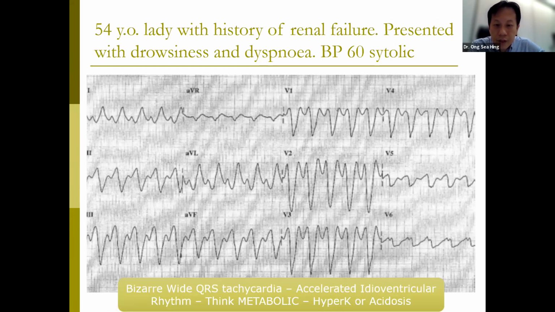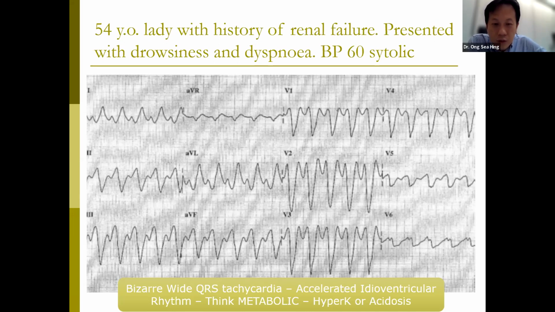And accelerated idioventricular rhythm is usually because of a metabolic cause. Okay, so you have to look for hyperkalemia and you have to look for metabolic acidosis. So in patients with severe sepsis, multi-organ failure, significant acidosis, sometimes they can go into this kind of pattern. Patients with severe hyperkalemia, you can get this kind of pattern. But this kind of pattern tells you that the patient is going to die soon. Okay, so unless you do something, the patient is going to die soon. As in, the patient is going to go into asystole.